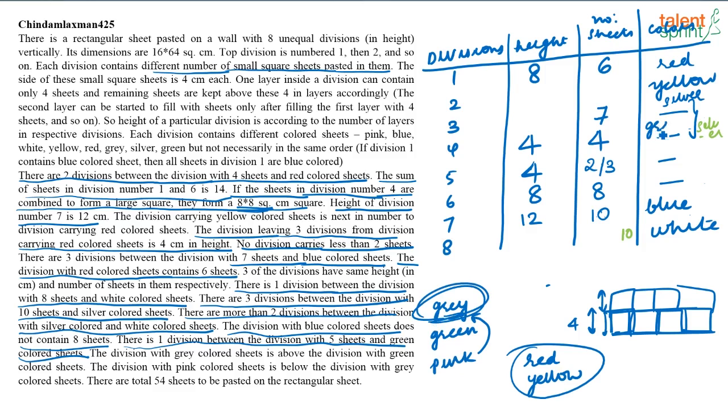So grey will come here, right? See, I am assuming this is the case. Silver is here, grey is here. So if this is grey, then I have to place green and pink here. Now how do I place green and pink?